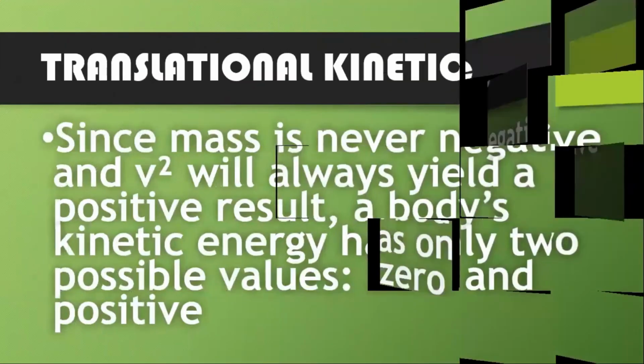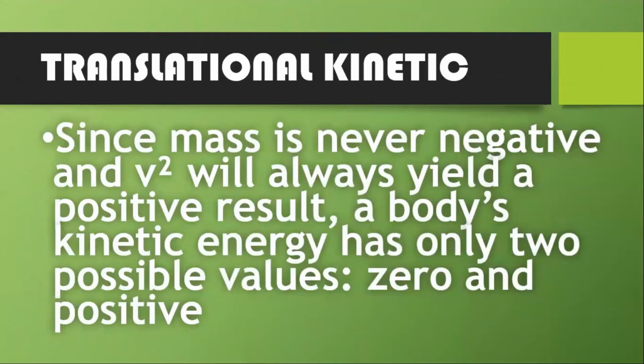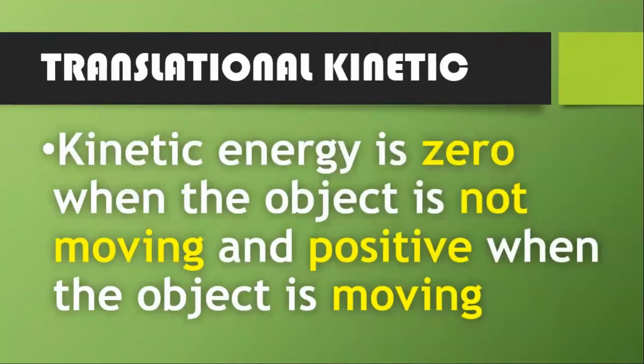So how are we going to calculate this? In translational kinetic energy, since the mass is never negative and the squared velocity will always yield a positive result, the body's kinetic energy has only two possible values. It may be 0 or positive, so there will be no negative. Kinetic energy becomes 0 when the object is not moving. So remember that: if the object is not moving, then the kinetic energy is 0. And it is positive when the object is moving.